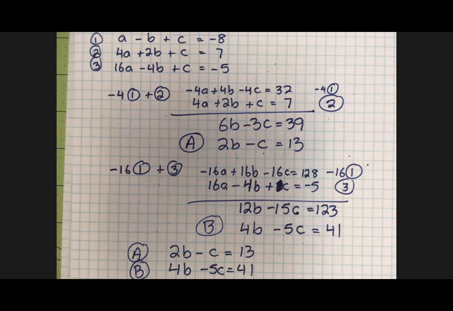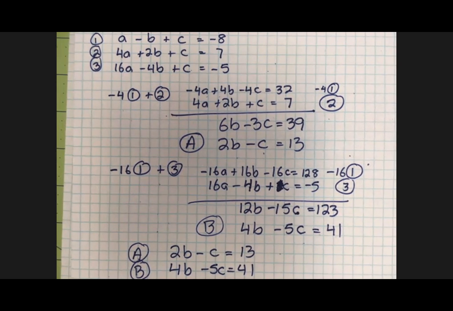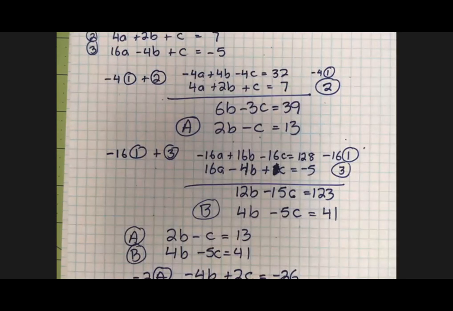Why don't we take -2 times equation a and add it to equation b? Negative 4b plus 2c equals negative 26. In fact, if you remember, we also gave you a way to check this on your calculator. 4b minus 5c equals 41. So I have no b's, minus 3 c's is 15. C must be minus 5.